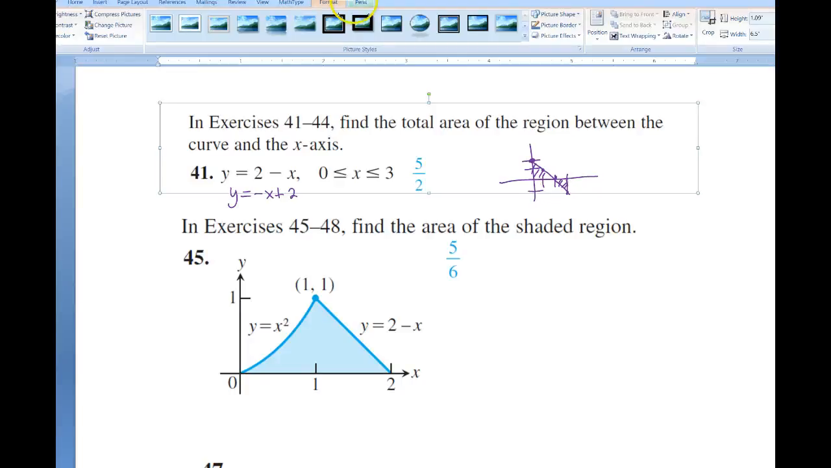Because this triangle has an area of 1/2 base times height, 2 times 2, so that gives us an area of 2. And this triangle has the area of 1/2, 1 times 1, which is 1/2. So add them together, and you get your 5/2, or 2.5. Do you see that? If you graphed it accurately, you would see that your two triangles, it works out that way. We do 1/2 base times height.